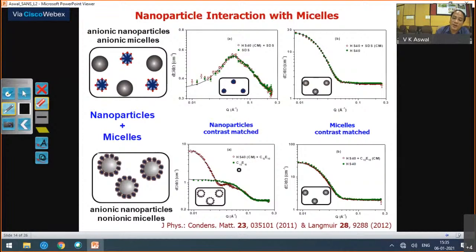And what about the nanoparticles only? So now you contrast match these micelles and only see the nanoparticles. So they are the same. So nothing happens to the nanoparticle. Only it's the micelles which are redistributing themselves, and nothing is happening to the nanoparticle. So there is no change. So this kind of detailed information about your complex structures can only be obtained when you have this flexibility to vary the contrast.